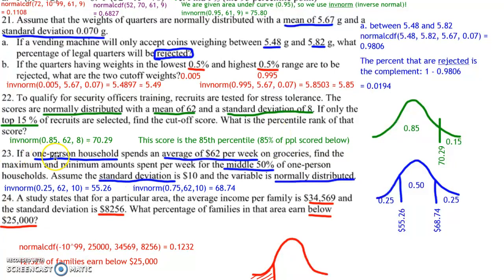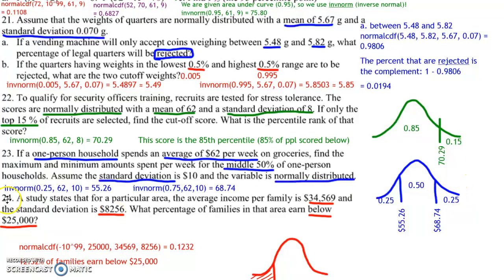Moving on to question 23, it talks about an average of $62 per week on groceries, which is actually pretty good. It asks for the middle 50% of one-person households. So I know that 62 is going to be the mean. That's going to be the middle of this normally distributed distribution. In order to find these other two values, this lower bound and this upper bound for that 50%, we know that 50% is going to be here. That means 25% is going to be in this tail, and 25% is going to be in this tail.